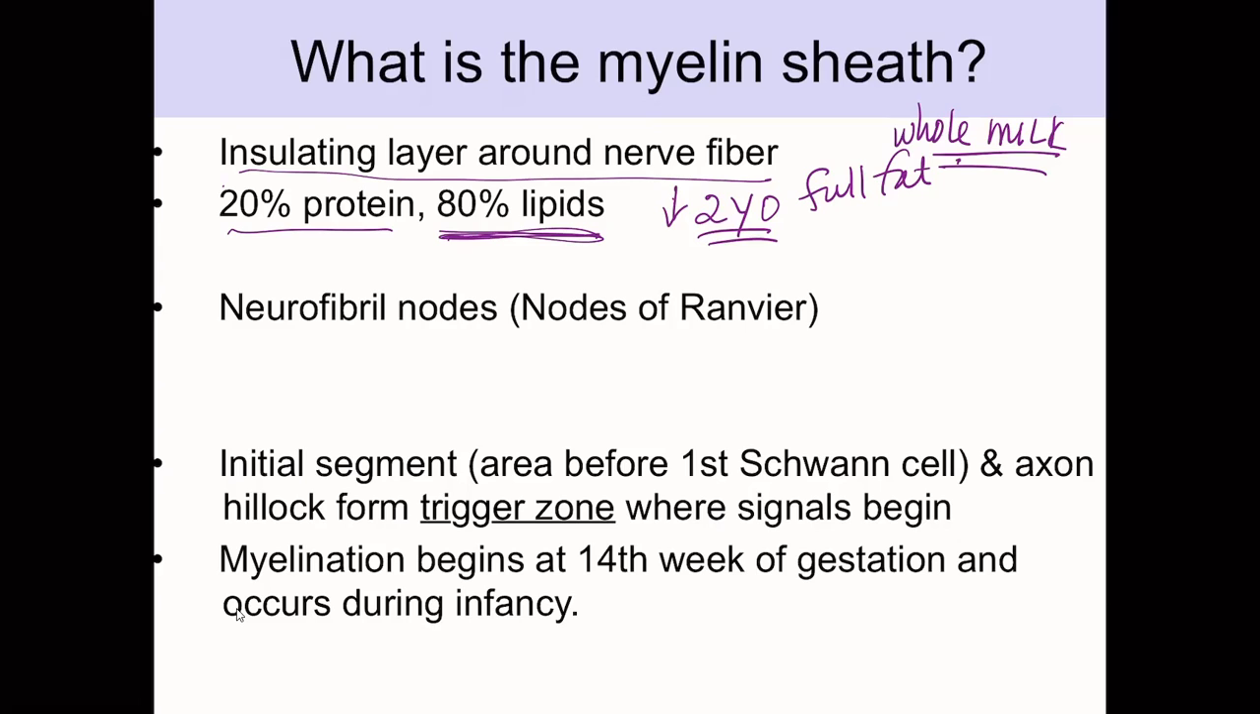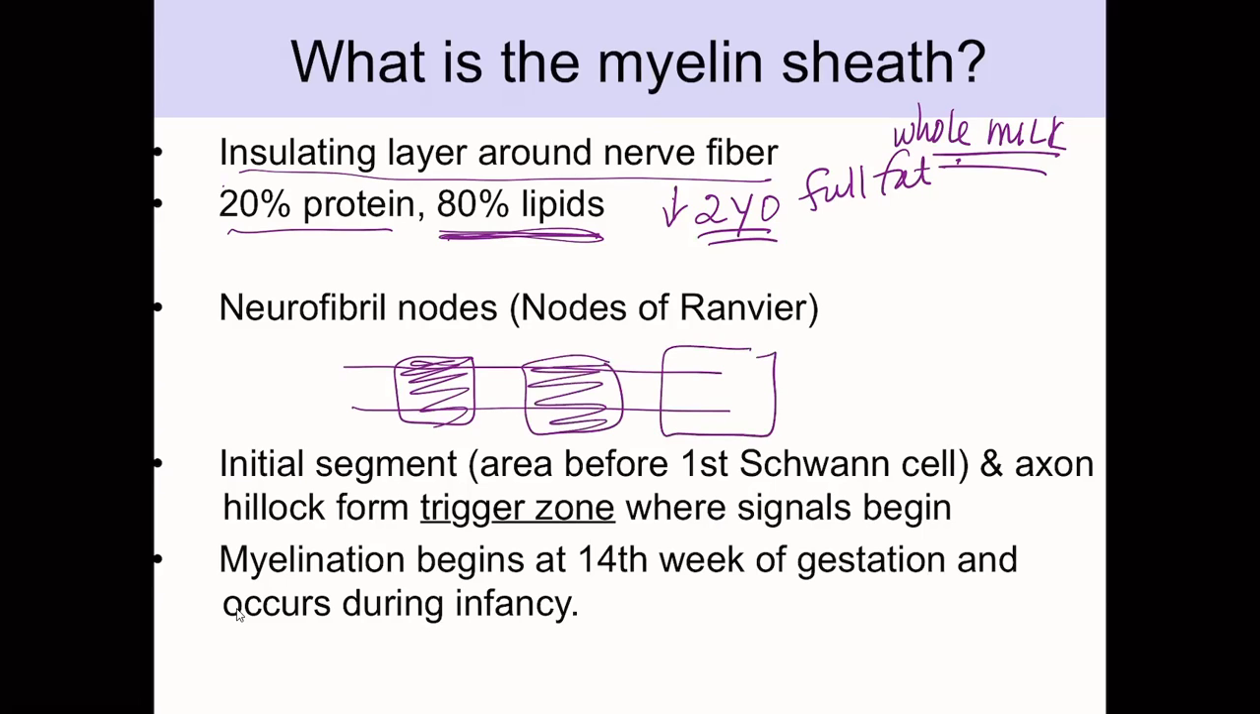Okay, now the spaces between where the myelin is, so here's myelin, here's myelin, here's myelin. The spaces between are called the neurofibril nodes. We used to call them nodes of Ranvier.